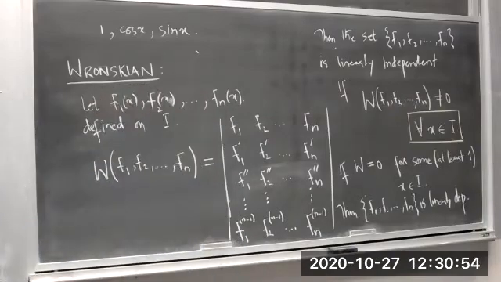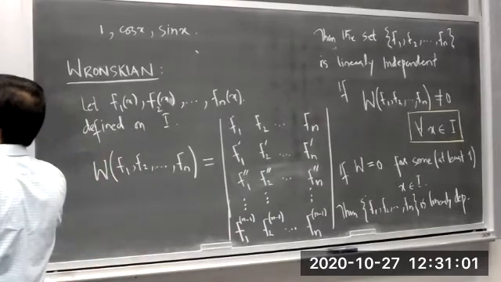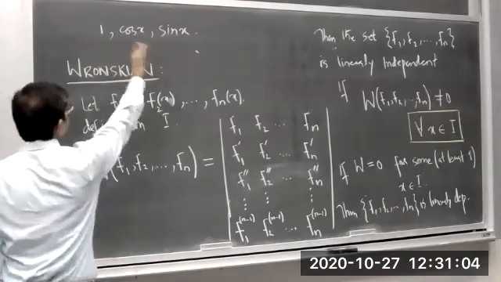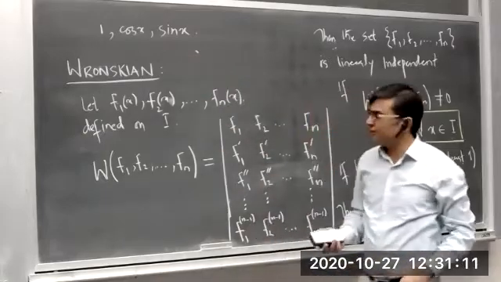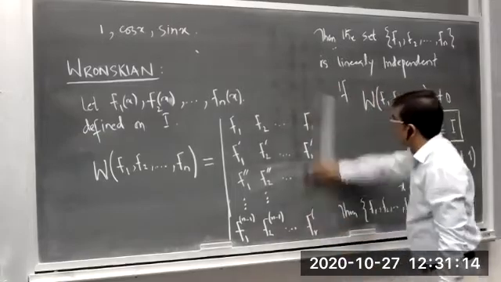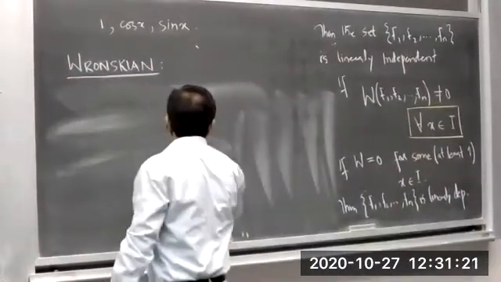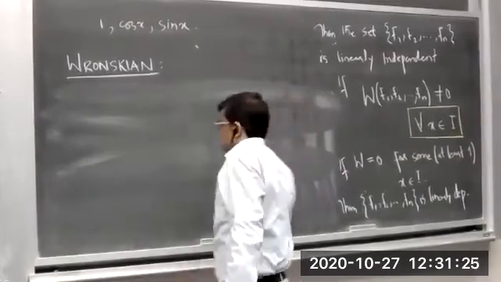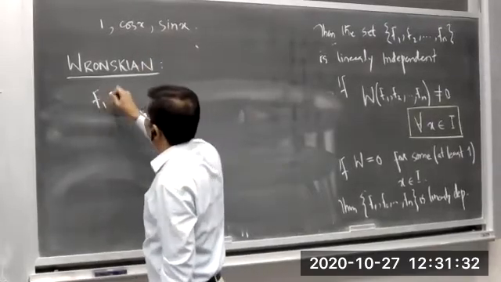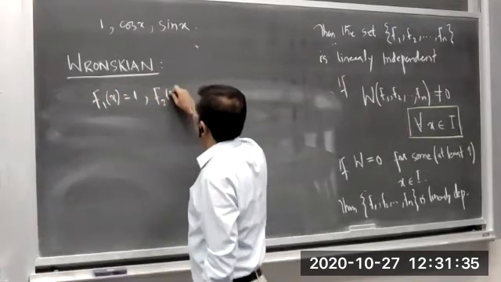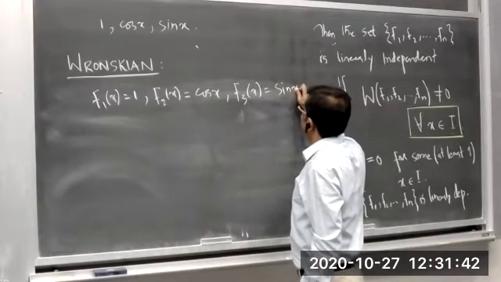Now let's apply this definition on the examples which we already did for linear independence and dependence. Now it is easy to find whether these functions are linearly independent or not. So let's find whether the given trigonometric functions are linearly independent or not. We have these three functions: f1 of x is 1, f2 of x is cosine of x, and f3 of x is sine of x.